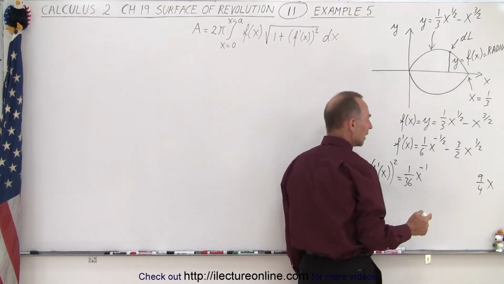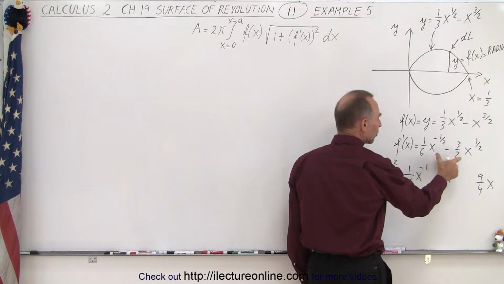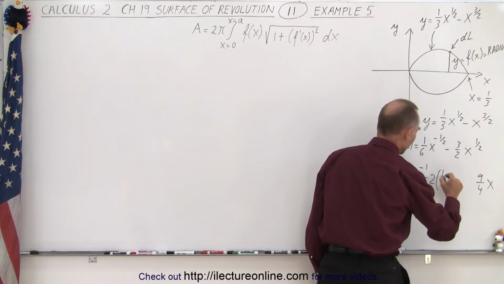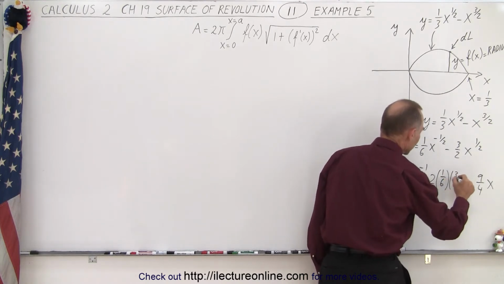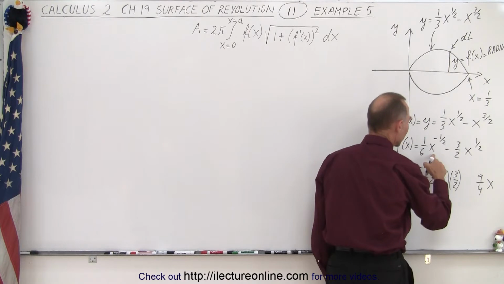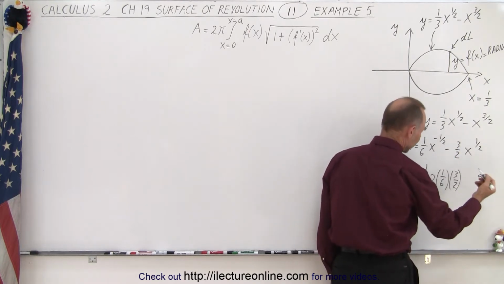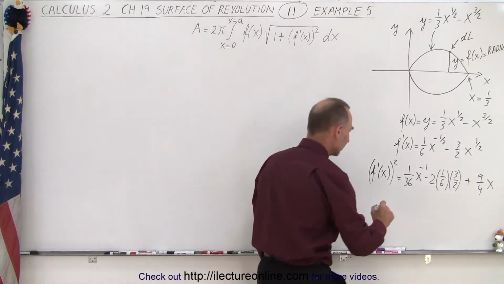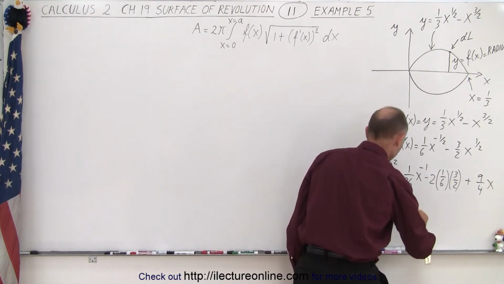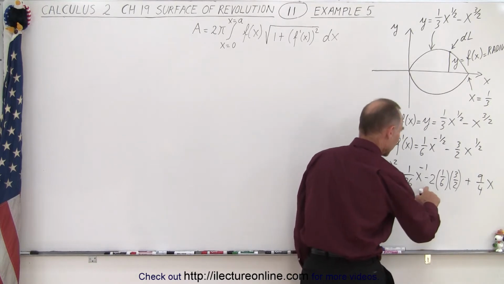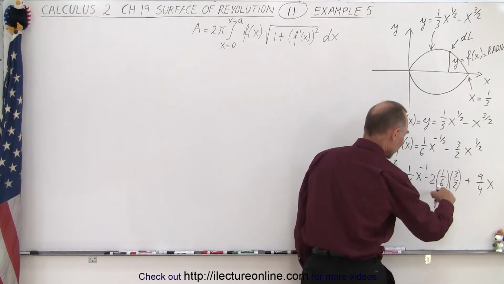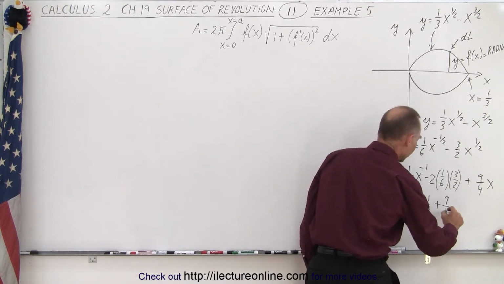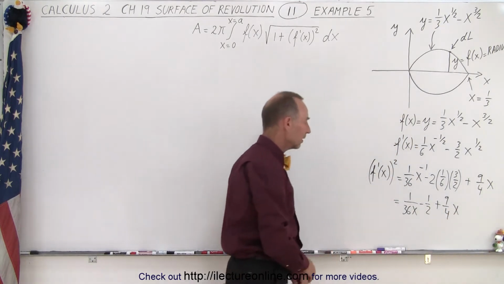And then there'll be plus twice the product of these two, but since we have a negative sign, it'll be minus 2 times the product, which is 1/6 times 3/2 times x to the minus 1/2 times x to the 1/2, which is x to the 0 power. So we can just leave it as that. Okay, simplifying that a little bit, this gives us 1/36x. So the 2's cancel out, the 3 and the 6 cancel out, that'll be minus 1/2. And that will be plus 9/4x.